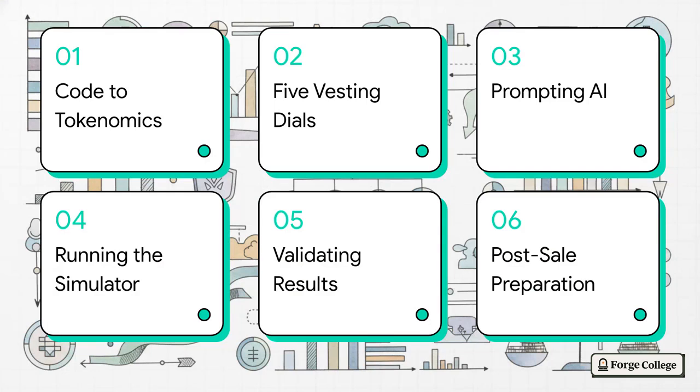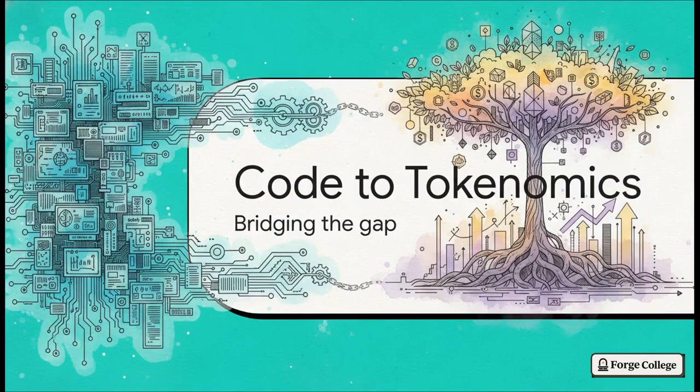Okay, let's dive right into today's protocol. We'll be moving from code to tokenomics, checking out the 5 vesting dials, prompting AI for scenarios, running the simulator, validating the results, and wrapping up with preparing for post-sale. Section 1, from code to tokenomics.